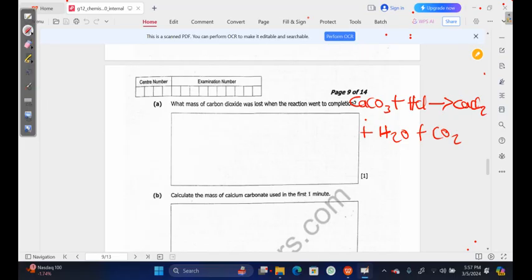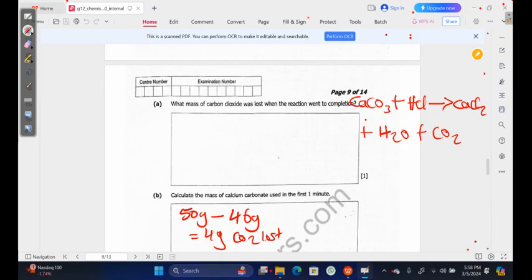Since initially we started with 50 gram, and at 1 minute we have found our mass to be 46 gram, so the difference is 4 gram. So this was the mass of carbon dioxide which was lost. But the question wants us to come up with the mass of calcium carbonate which was used.